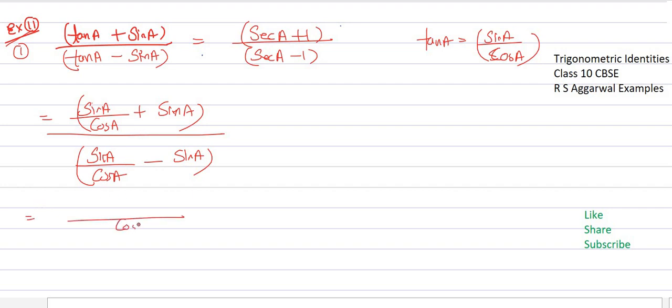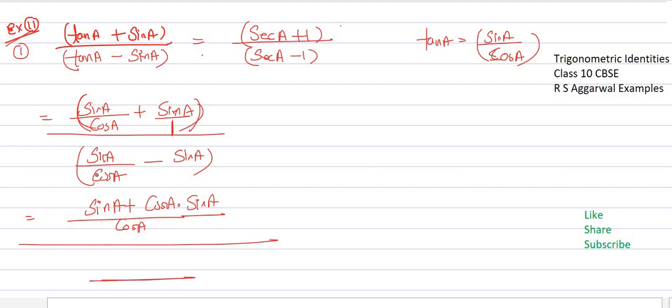Can I take cos A as the LCM on the top part? And this is 1. So the simplification of these two will be sin A plus cos A into sin A. Divided by what will be the LCM of these two? If I take 1 here, the LCM of these two will be cos A. So this into this and this into this, that's how we solve. So it will be sin A minus sin A into cos A. Correct?